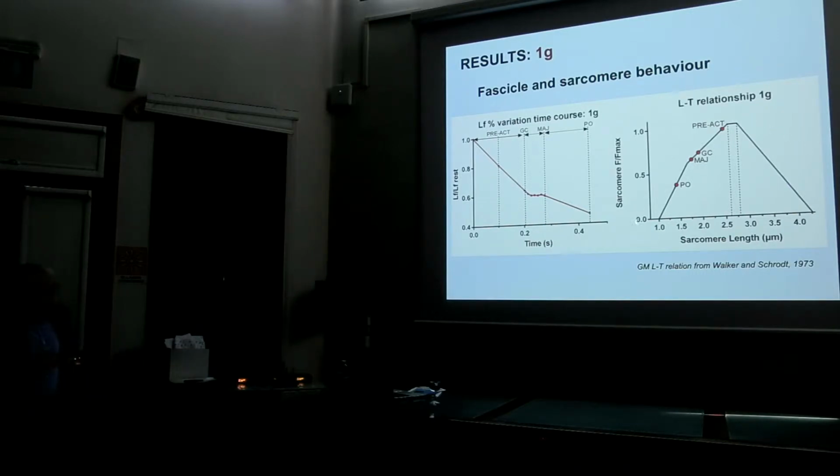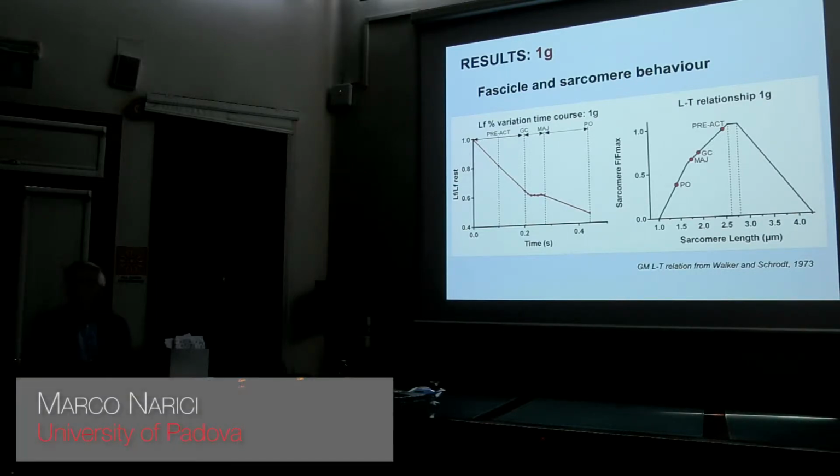But before we look at this, let's consider first what were the changes in fascicle length during jumping in 1G. And this is fascicle length expressed per resting length, so it is fascicle length normalized for resting length. This is before jumping, and this is during the pre-activation phase. So as the subject is flying, you can see that from rest to upon ground contact, GC, the fascicle shortened by about 40%.